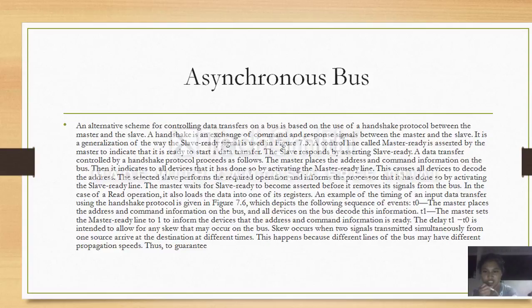At timing 0, the master places the address and command information on the bus, and all devices on the bus decode this information. At timing 1, the master sets the master ready line to 1 to inform the devices that the address and command information is ready. The delay is intended to allow for any skew that may occur on the bus.